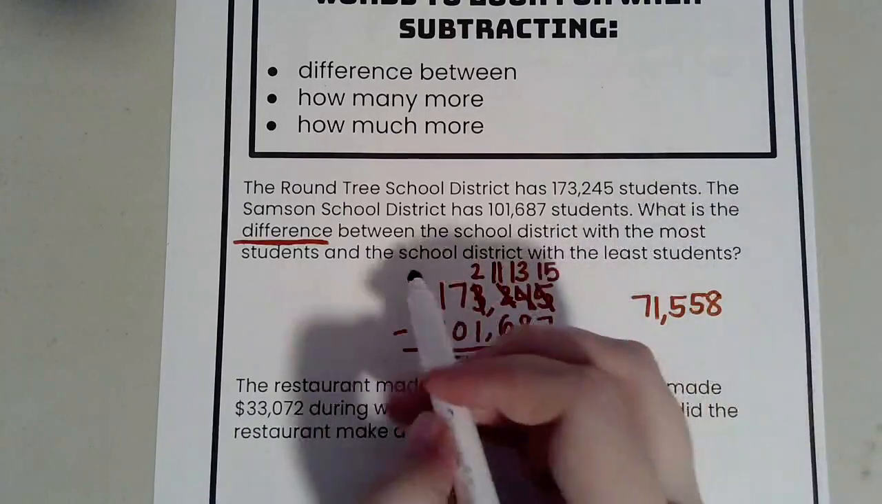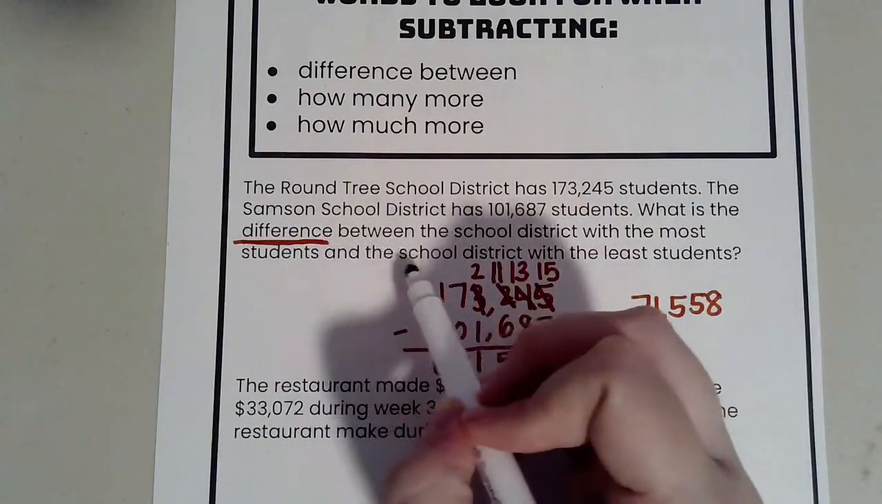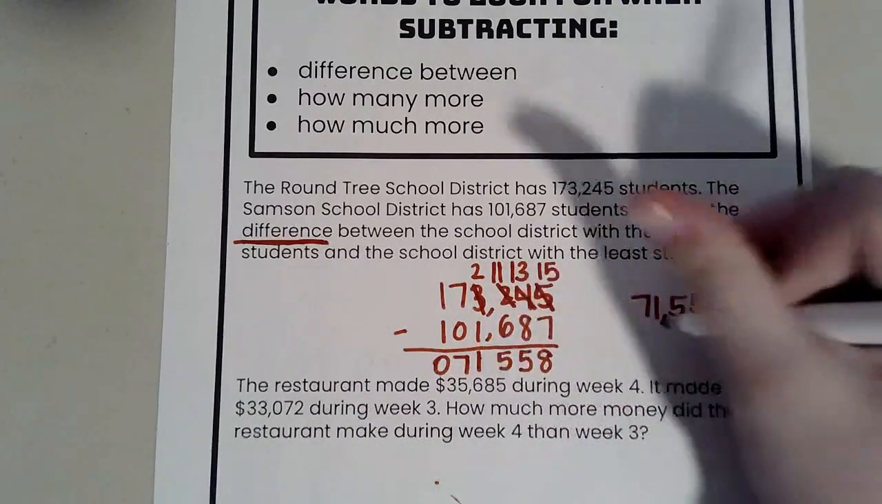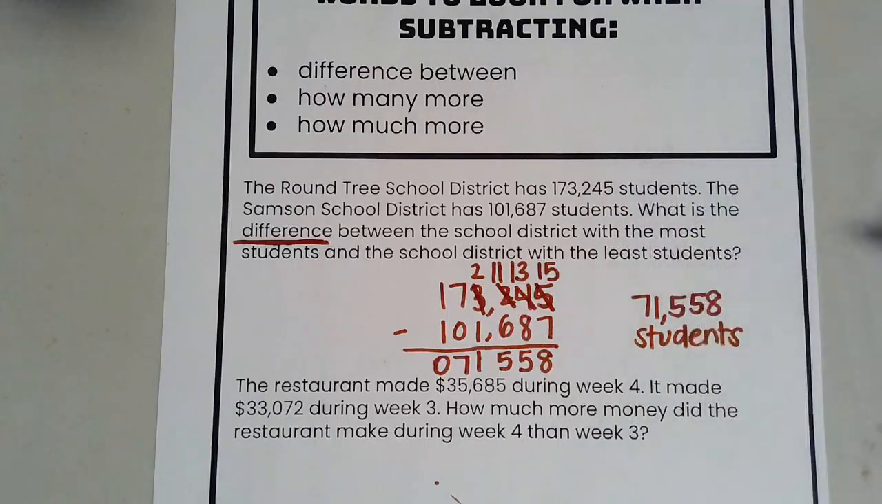71,558. And then they wanted to know what is the difference between the school district with the most students and the school district with the least. So 71,558 students is the difference.